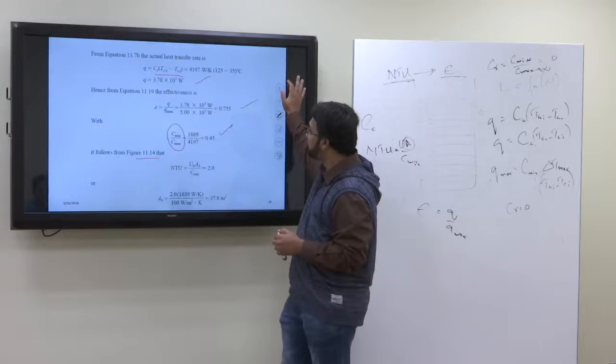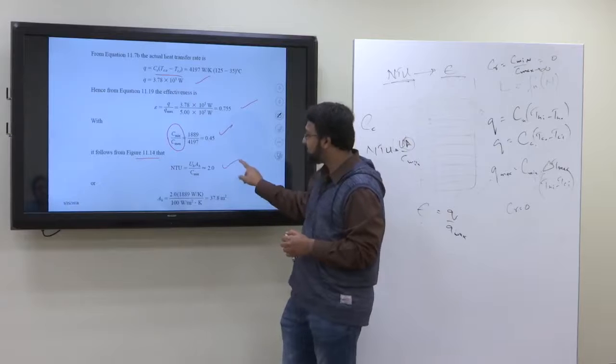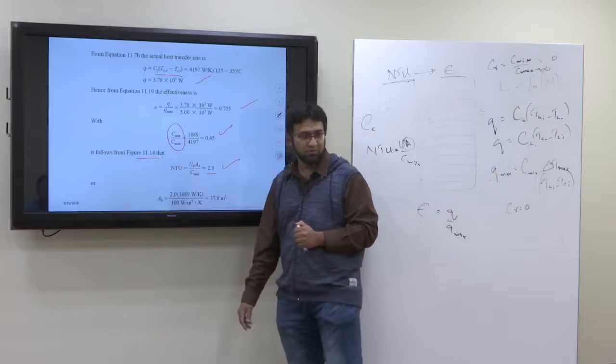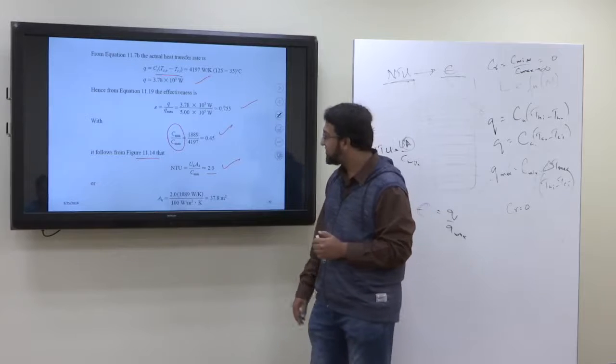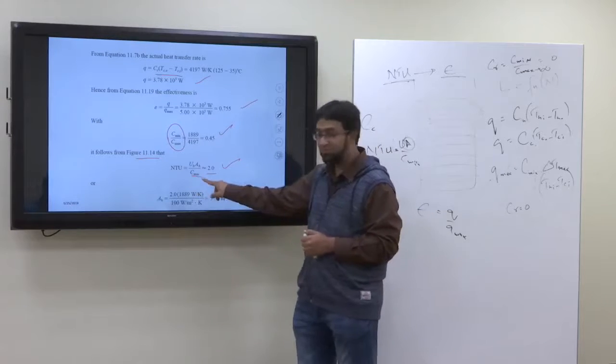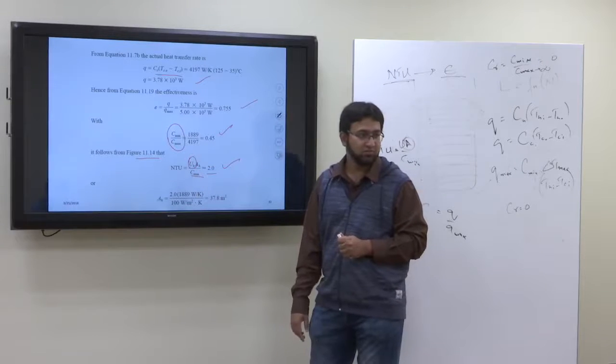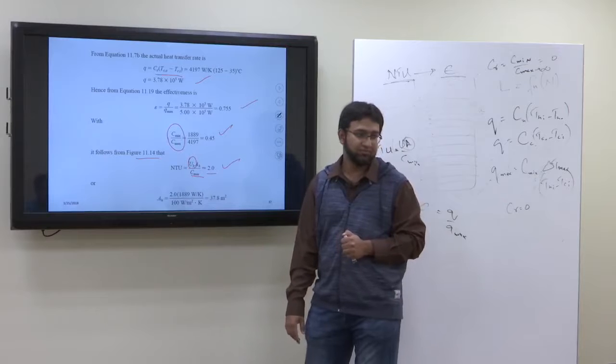So anyways, after using that, it turns out that NTU is approximately 2. So by using NTU 2, now you know what is C minimum. You know what is U. You can find out what is the area.